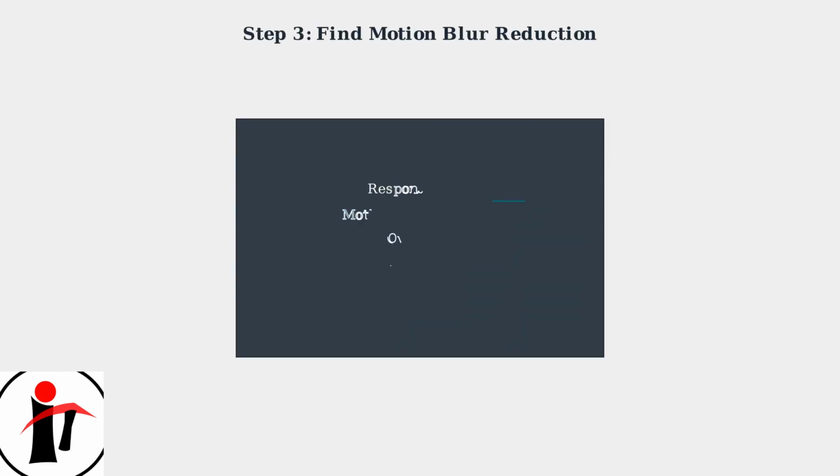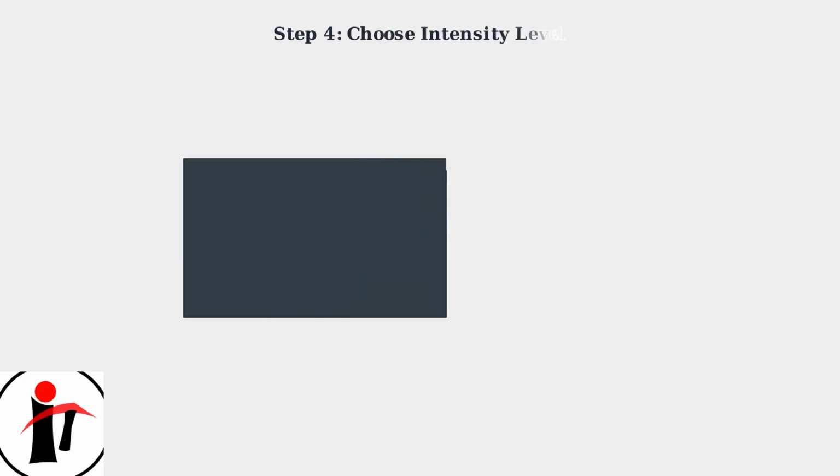Inside the gaming menu, look for motion-related settings. Sceptre monitors use different names for blur reduction: motion blur reduction, MPRT, or backlight strobing. These all refer to the same technology. When you select motion blur reduction, you'll see intensity options ranging from off to high. Be aware that enabling this feature reduces screen brightness by 40 to 50%. Start with medium intensity for the best balance.